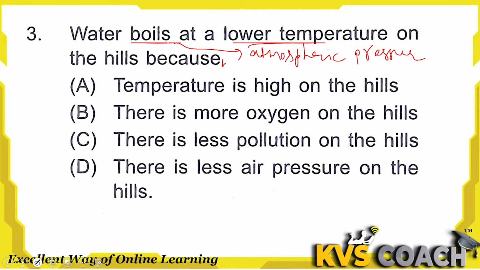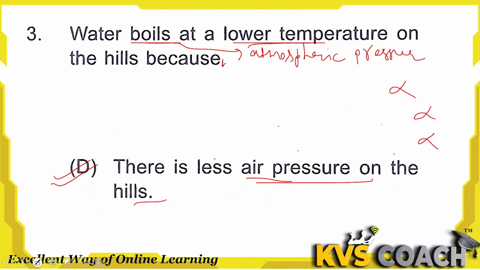But if we are talking about sea level or ground level, then atmospheric pressure is high, so they need a high temperature for boiling. Option A, temperature is high on the hills? No, this is wrong. Temperature is actually low on the hills because it is a cool or cold region. Is there more oxygen on the hills? No, there is less oxygen on the hills. Is there less pollution on the hills? No, this is not the reason. The right answer is here: there is less air pressure, atmospheric pressure, on the hills. That's why they need a low temperature for boiling. Their molecules need less energy for boiling, which means at low temperature they can easily boil. So option D is the right answer here.